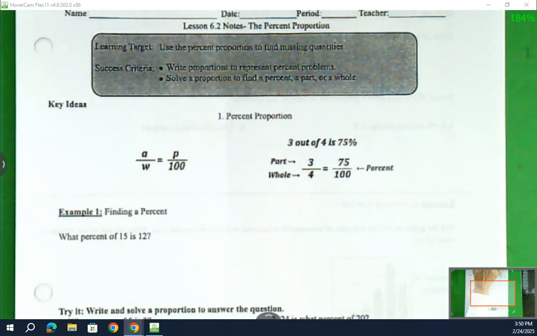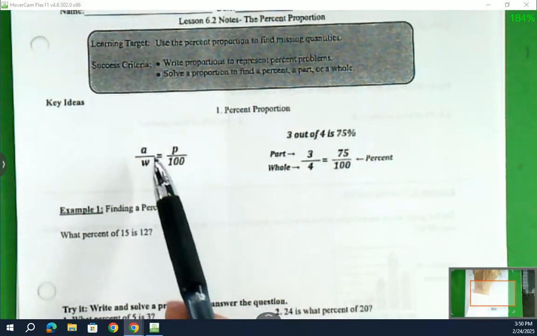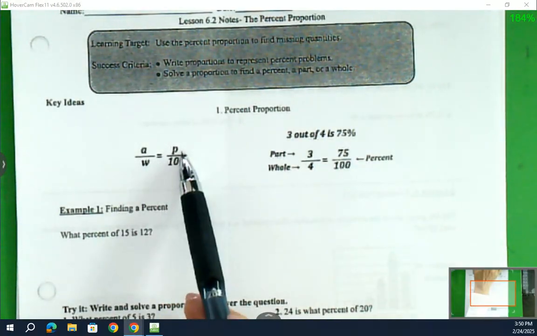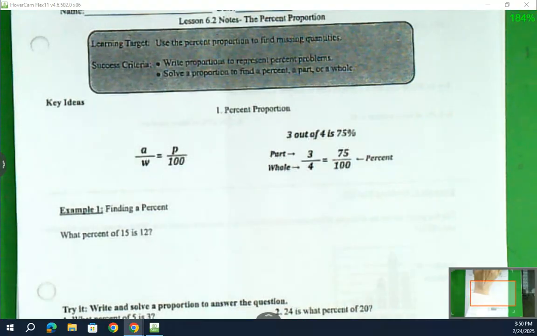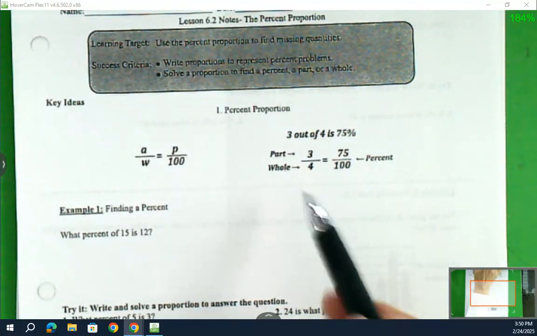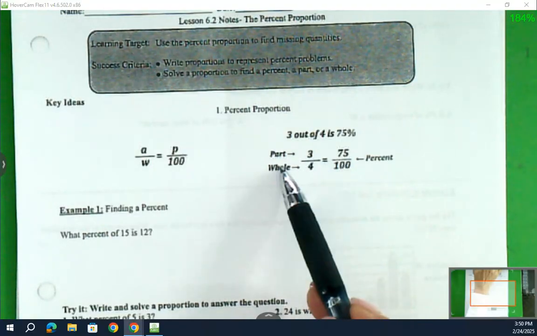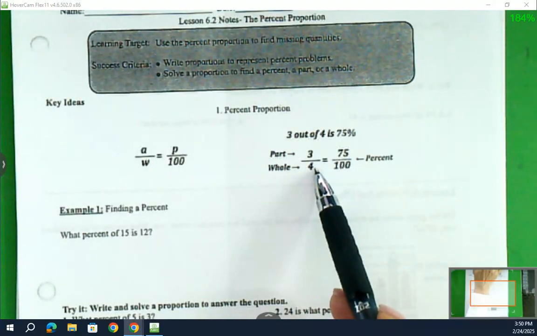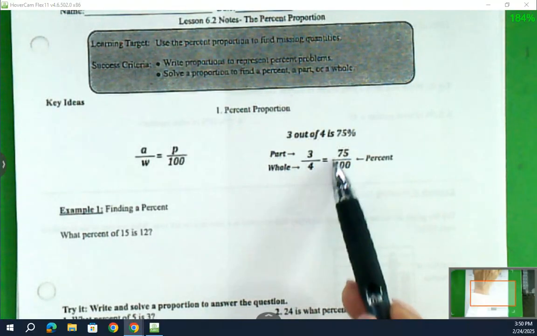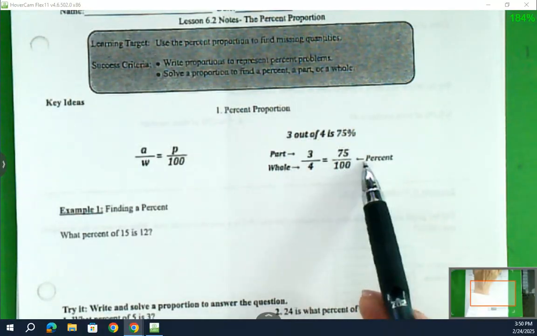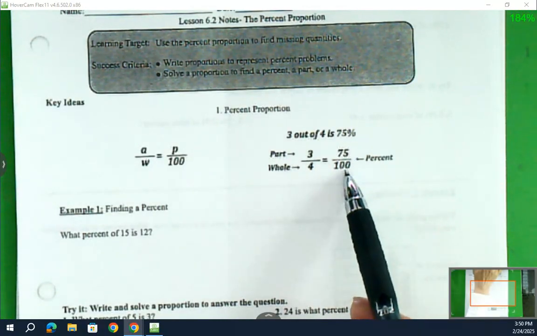Okay, this is lesson 6.2 notes using the percent proportion to find missing quantities. So some key ideas here are the A over W equals P over 100, which really just stands for your numerator being the portion or the part and the denominator of a fraction being the whole, equal to the percentage, which is the number out of 100.